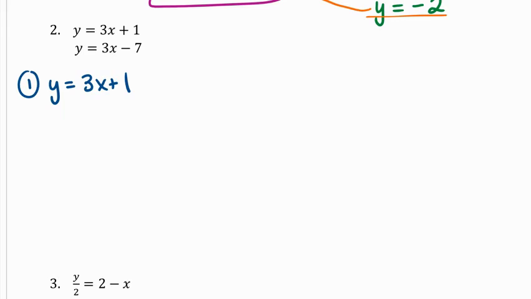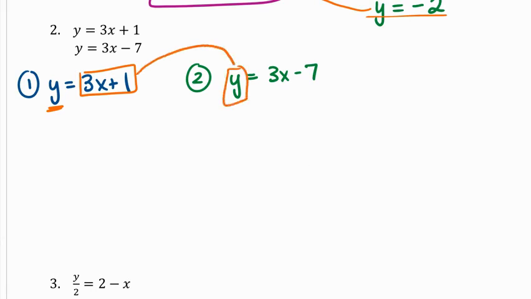All right, step two. I take the other equation, which says y equals 3x minus 7. Okay, so step one, I had y is equal to this, right? So now, since it's y equals, I'm going to take this, and I'm going to plug it in for which variable over there? Y, right? So I'm going to take this, and I'm going to substitute it in for y.